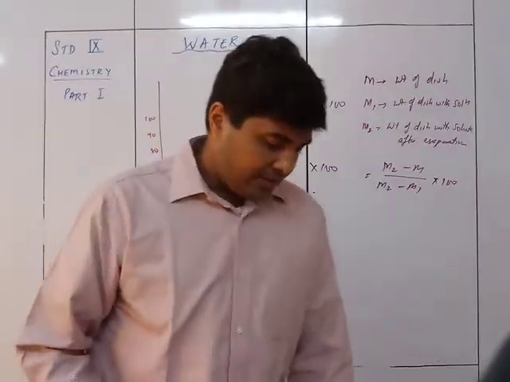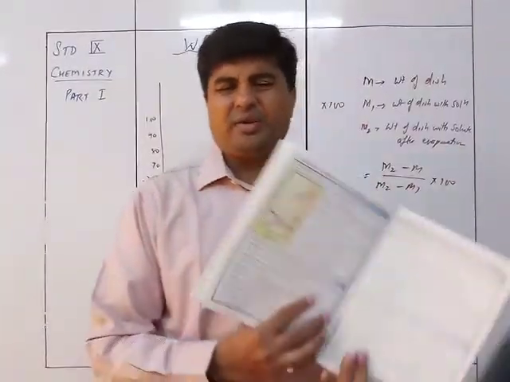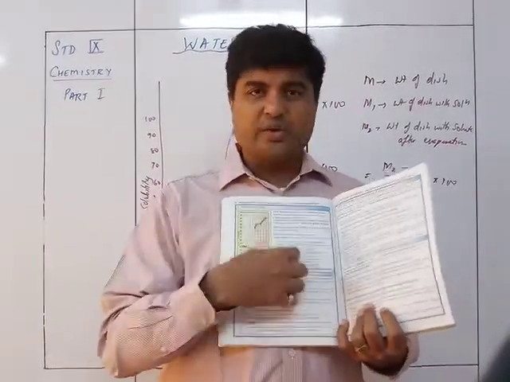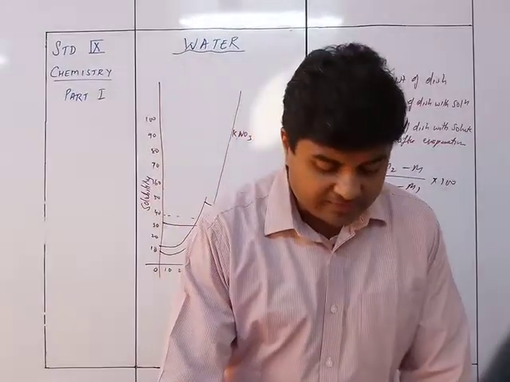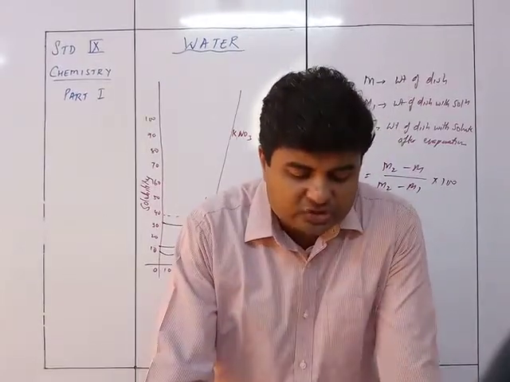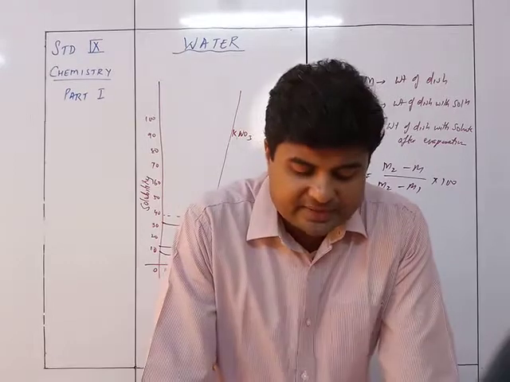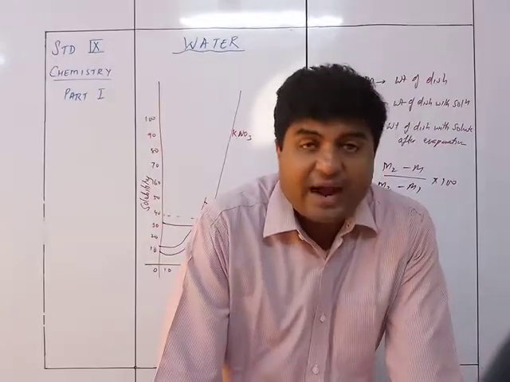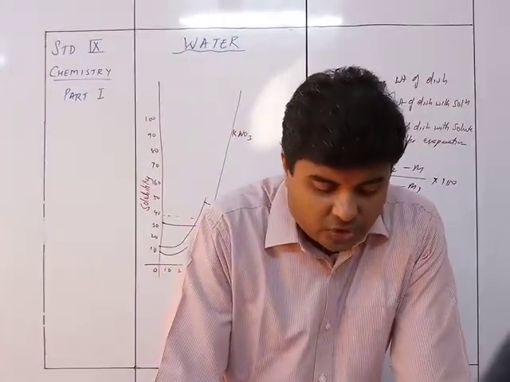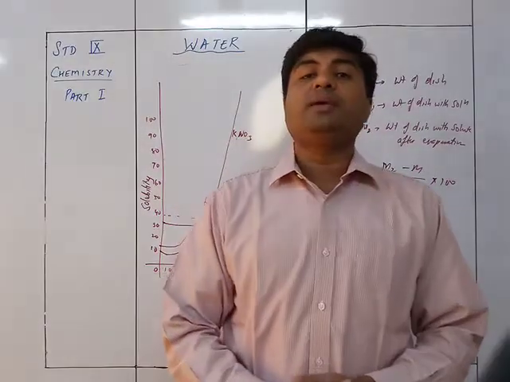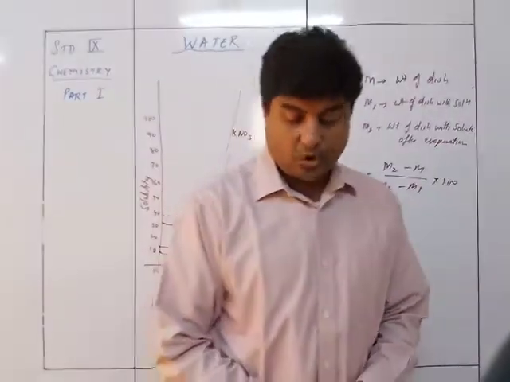You can just go through this curve, but the main thing which is written over here is important. Let's see what is there. If the solubilities of a solute in a given solvent are plotted against the respective temperatures, a graph showing the effect of temperature on the solubility of the substance is obtained. This graph is called the solubility graph or solubility curve.